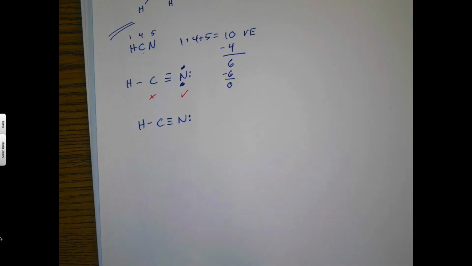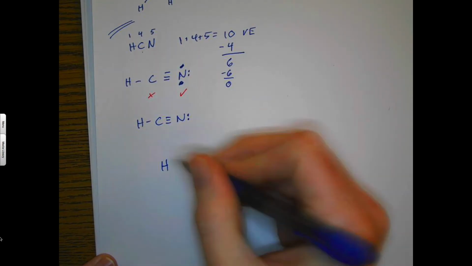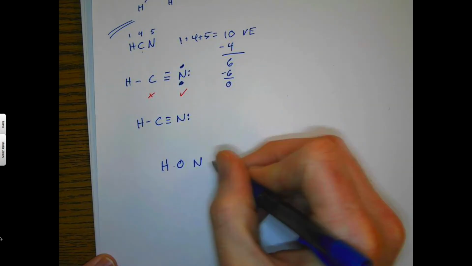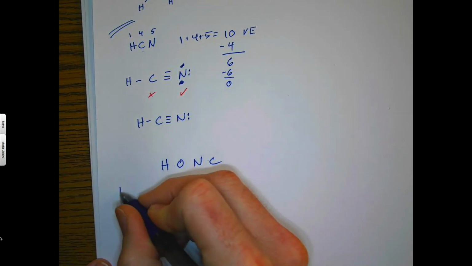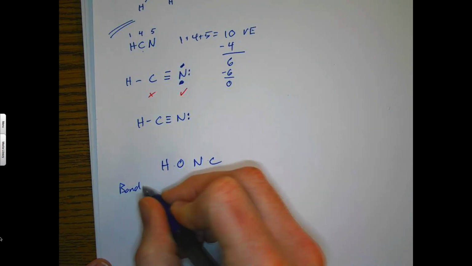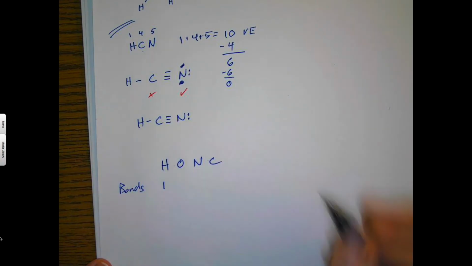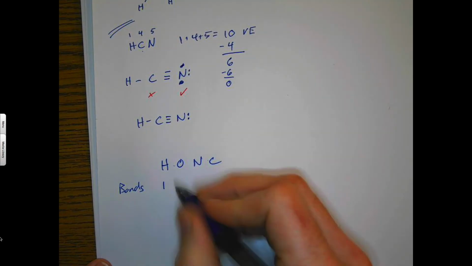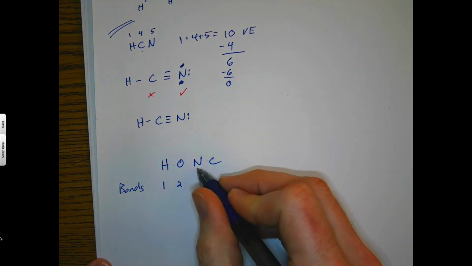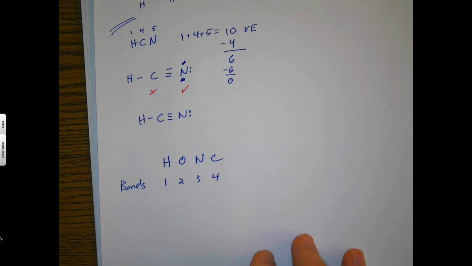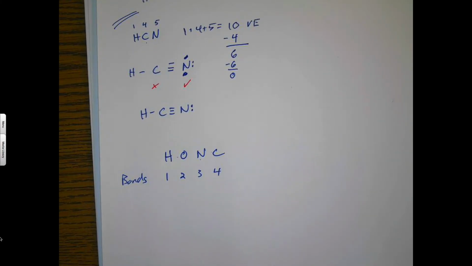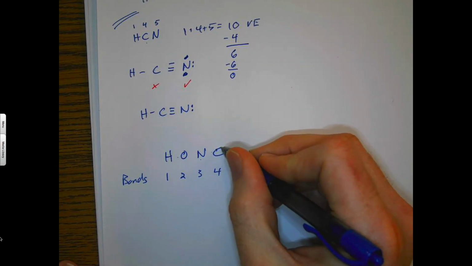A couple of tips and tricks. Just remember HONC. Bonds: hydrogen will typically form one bond, oxygen will form two bonds, nitrogen will form three bonds, and carbon will form four bonds. That is a very, very good rule. That is when they follow the octet rule, that's the way it works.